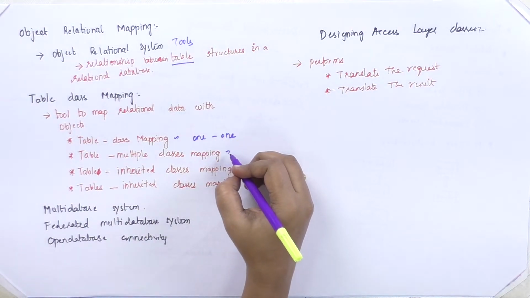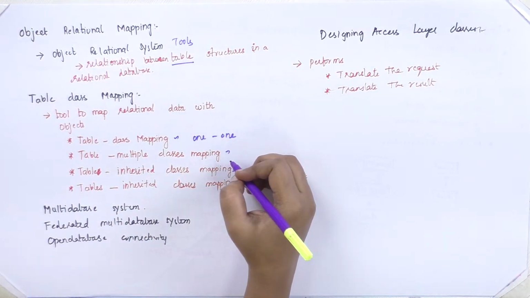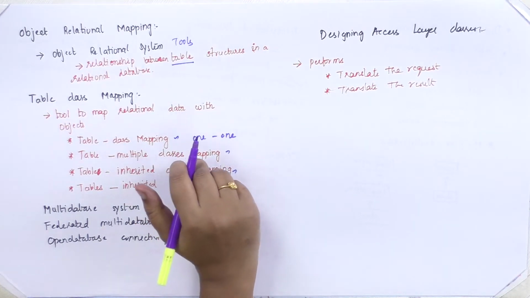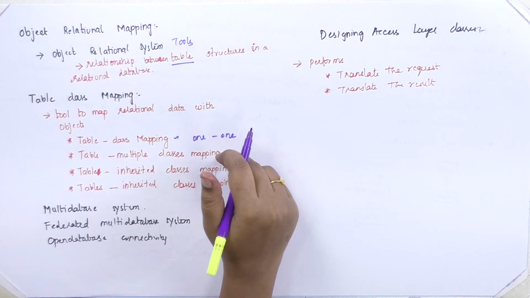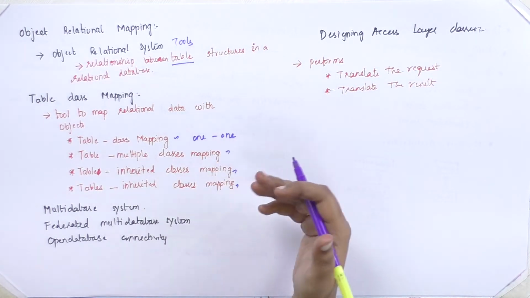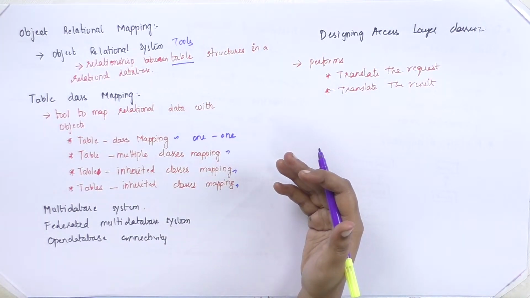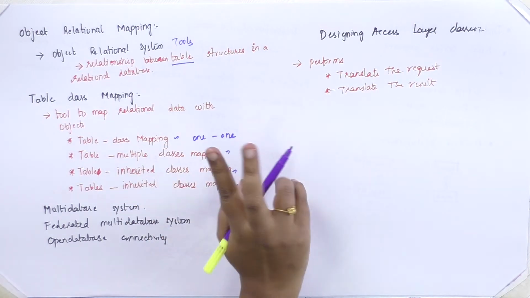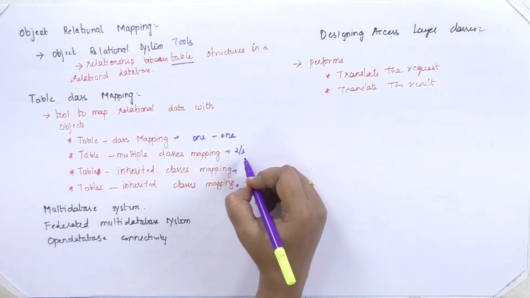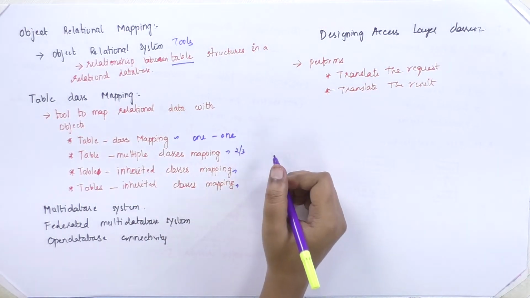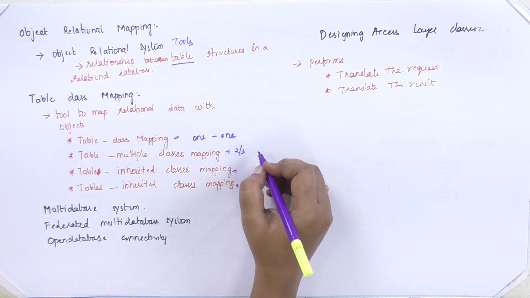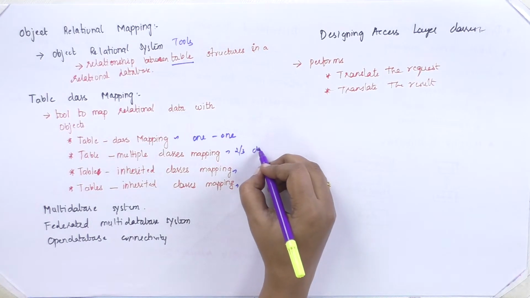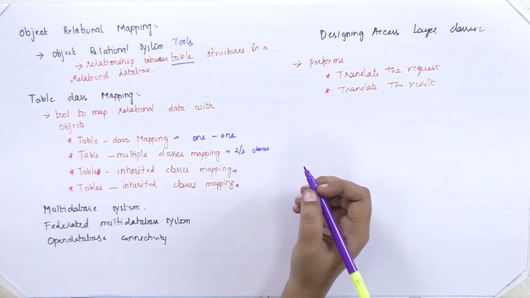Next is table multiple classes mapping. Here 2 or more distinct non-inherited classes will have the properties that are mapped to columns in a single table. So here you have 2 or more distinct classes connected to a single table. I mean 2 or more non-inherited classes will be connected to the table.